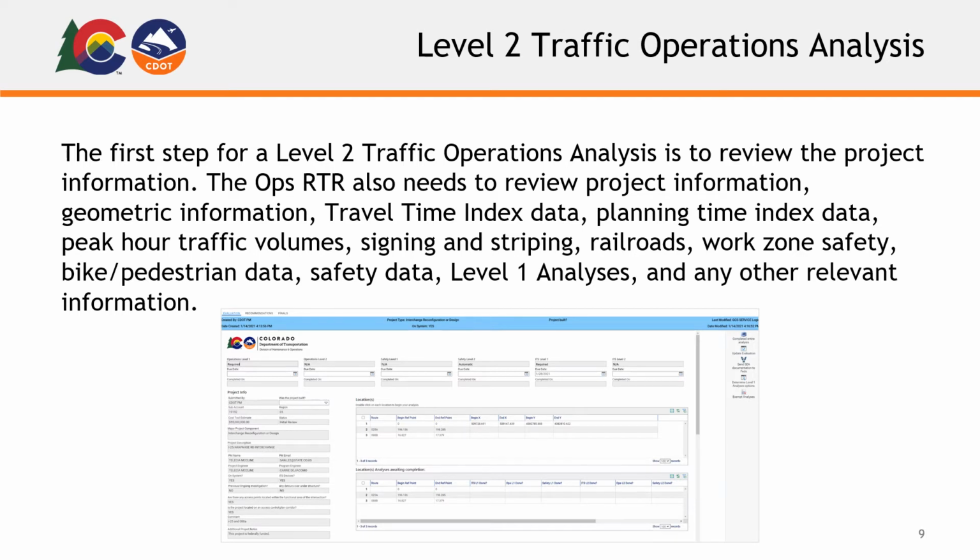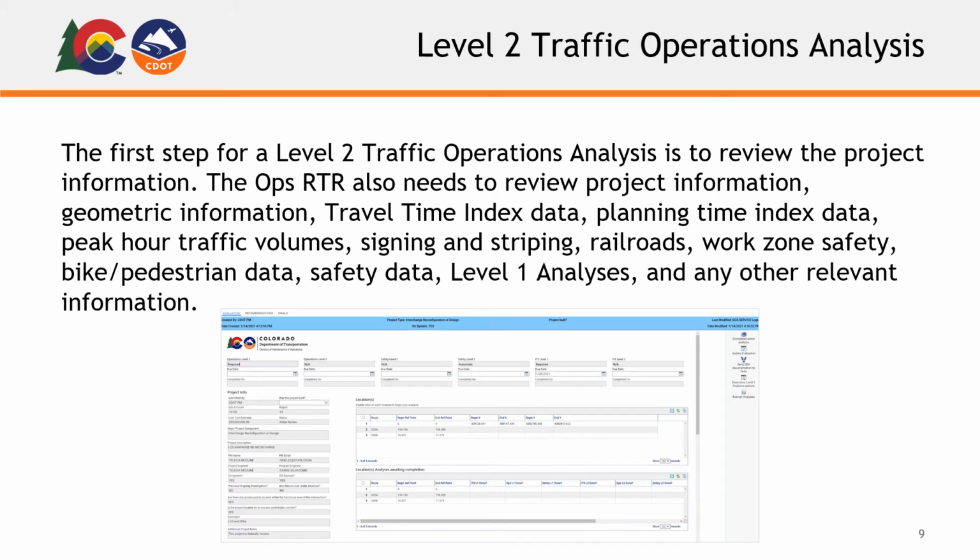The Ops RTR also needs to review project information, geometric information, travel time index data, planning time index data, peak hour traffic volumes, signing and striping, railroads, work zone safety, bike and pedestrian data, safety data, Level 1 analyses, and any other relevant information. Projects that reconfigure or redesign intersections and interchanges also could require an intersection control evaluation available on the Traffic Safety and Engineering internal webpage.